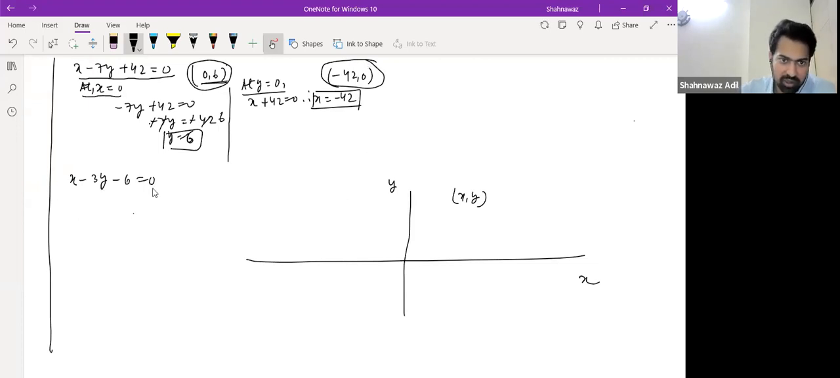Now let us find out for the other line. Let me write the linear equation like this. So at x equals 0, minus 3y is 6. So y is minus 2. Right, so what is the point, Amira?